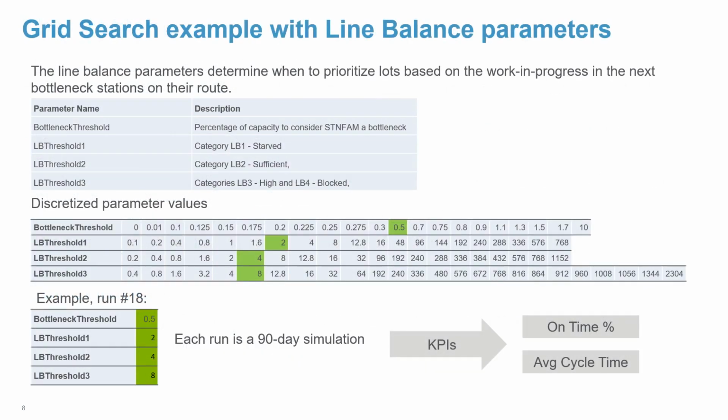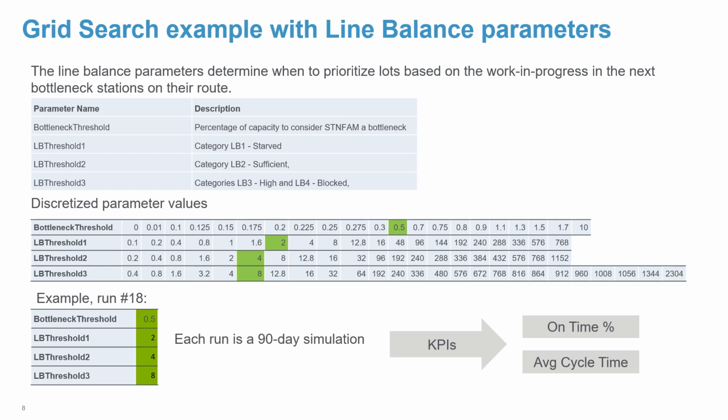Here I'll show an example of how parameter values are optimized using grid search, which is a method we use to benchmark our proposed evolutionary optimization method. We chose 4 parameters that we found to have significant impact on KPIs. The line balance parameters determine when to prioritize lots based on the work in progress in their next bottleneck stations.